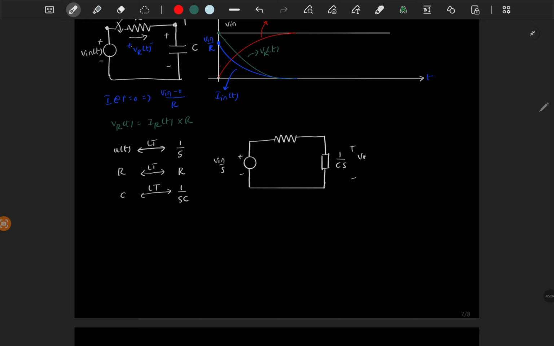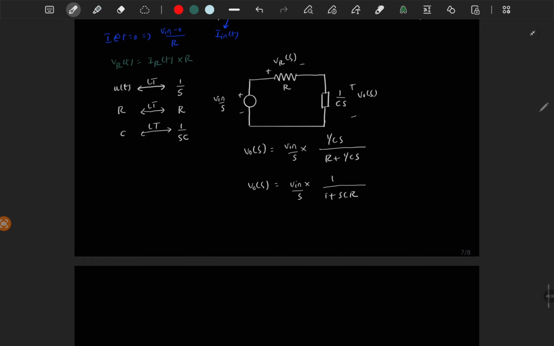So we want to find V0 of S, and this is VR of S. It's a voltage divider, right? So V0 of S is the input voltage Vin by S times 1 by Cs divided by R plus 1 by Cs. So V0 of S is Vin times 1 by S times (1 plus SRC).